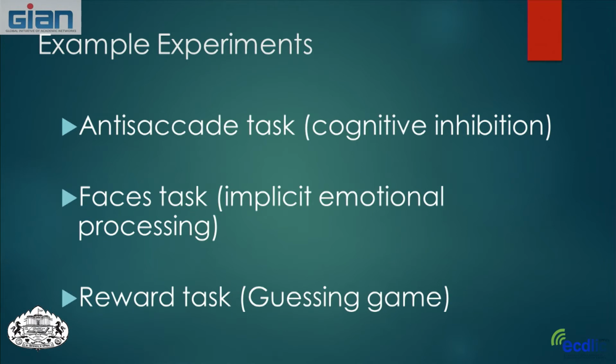Then we're going to look at the FACES task, which uses implicit emotional processing, which I will explain to you. Implicit means it's a background process, so it's not an explicit process, it's an implicit one, and you'll see how that works in a minute. And we're going to look at this thing that we call the reward task, or a guessing game task, that's designed to look at winning and losing in the brain.